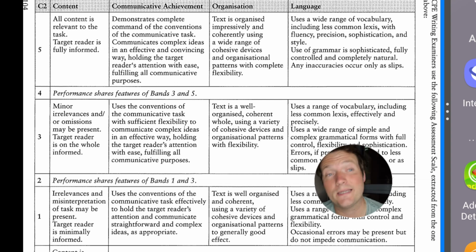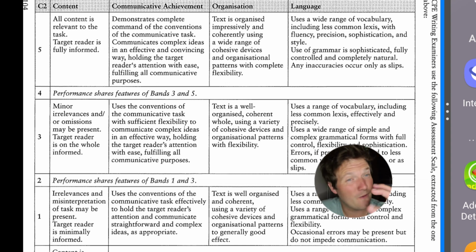The conventions of the task. It was an article. It read like an article. And what does it say in 3? Uses the conventions of the communicative task with sufficient flexibility to communicate complex ideas in an effective way, holding the target reader's attention with ease, fulfilling all communicative purposes.